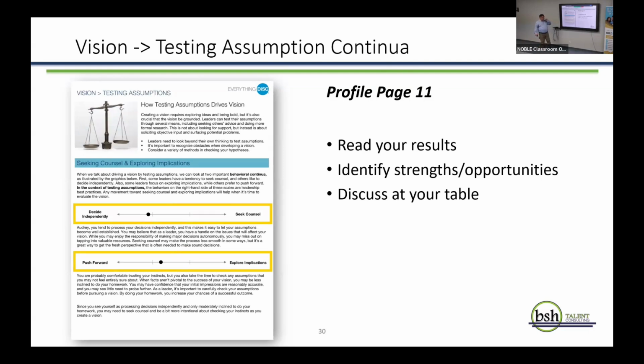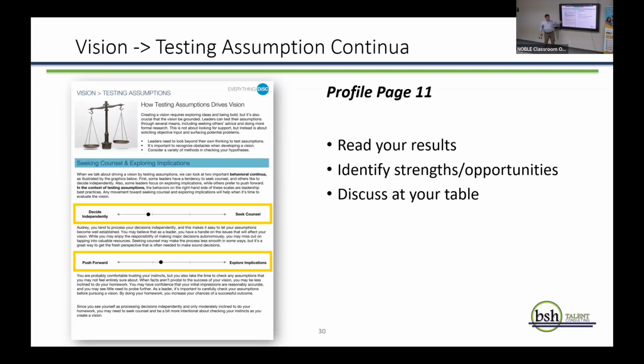And we're still on vision, so the same deal we're going to do here. Here it's decide independently versus seek counsel, and then push forward versus explore implications. Seeking counsel can be good. That's why it's good to be part of this group. There's lots of good counsel that can come from Noble, and even if you're strong on seeking counsel, that's a good area to work on.